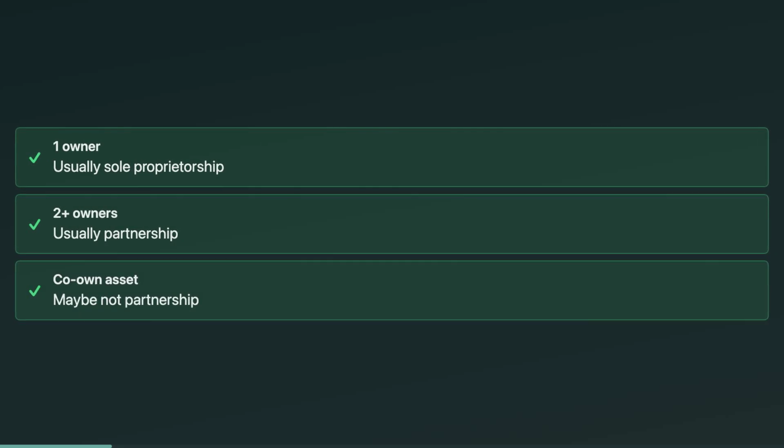For federal tax purposes, entity classification starts with a simple question: how many owners are there? One owner usually means sole proprietorship. Two or more owners usually means partnership, if they're carrying on a business and sharing profits. On the EA exam, they'll hide this inside a fact pattern. Your job is to spot whether the activity is a business together or just shared ownership.